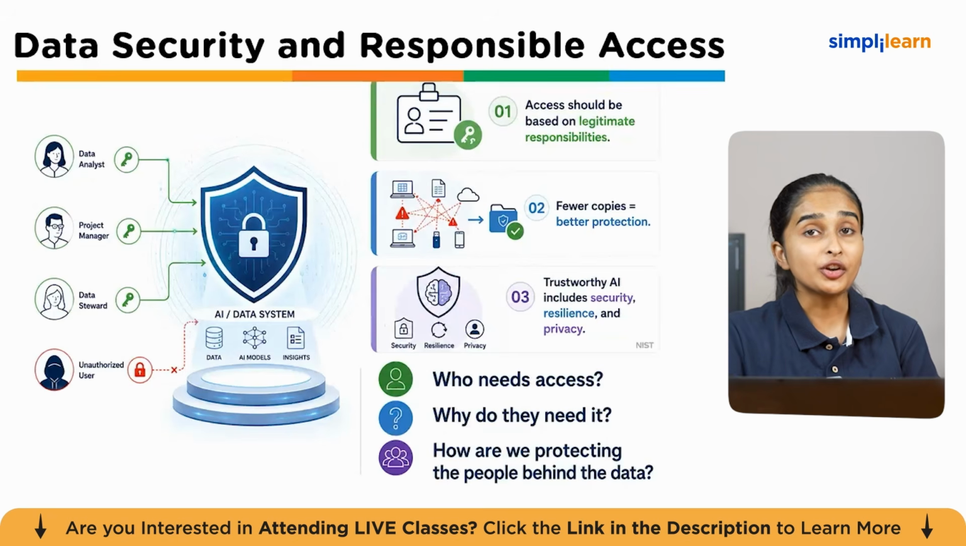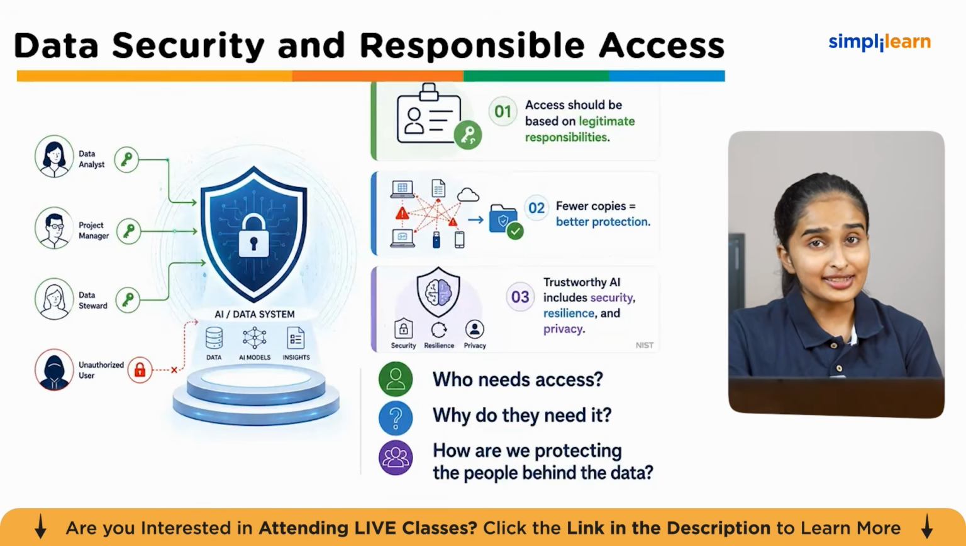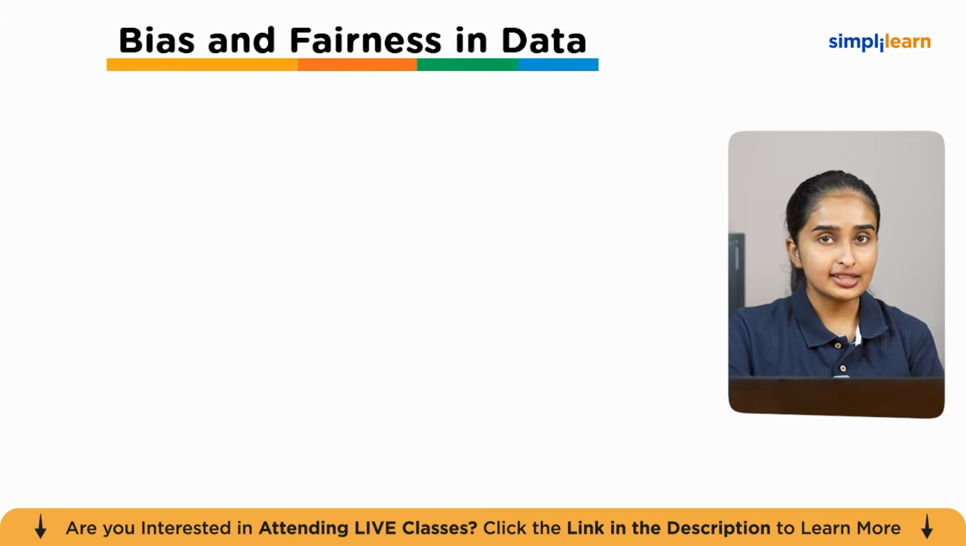NIST includes security, resilience, and privacy among the core characteristics of a trustworthy AI system. Ethical security therefore means asking who needs access, why do they need it, and how are we protecting the people represented by this data. Now let's move on to bias and fairness in data.